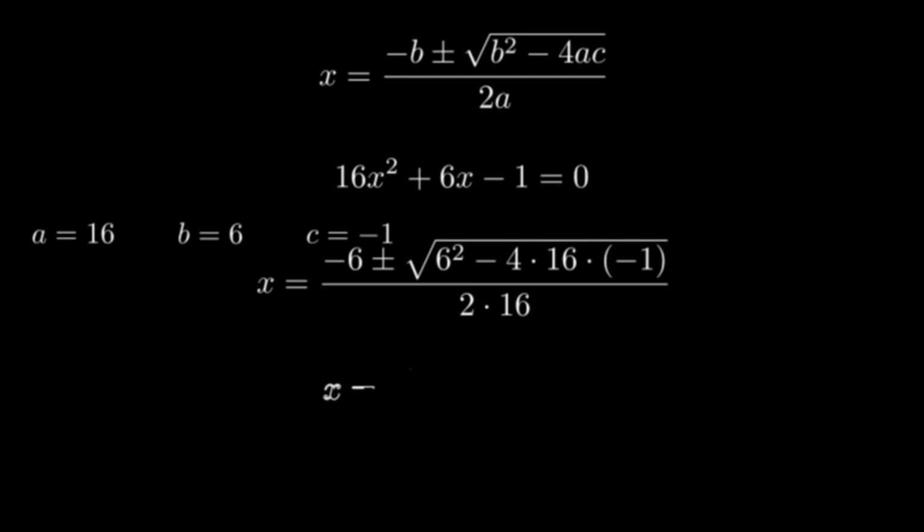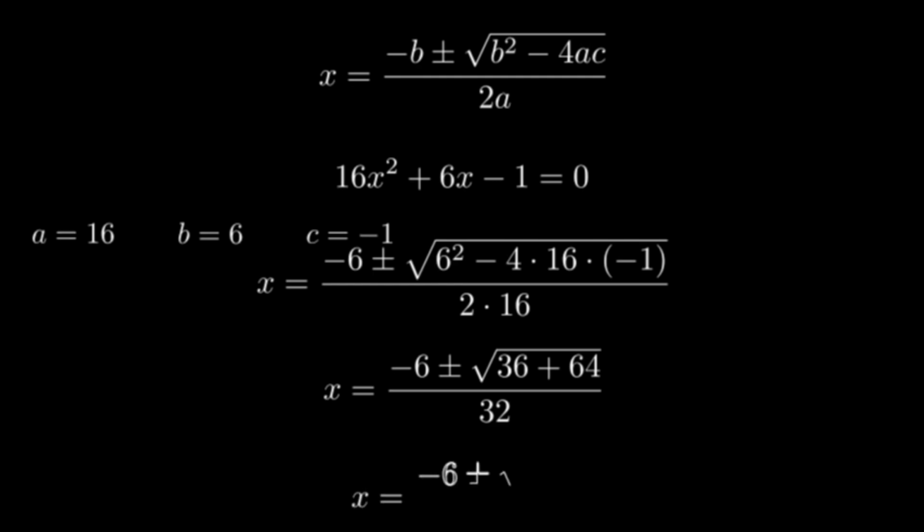Let's simplify what's inside the square root. First, 6 squared equals 36. Then 4 times 16 is 64, and 64 times negative 1 is negative 64. But because we have a minus sign before the 4ac term, negative 64 becomes positive 64. Adding 36 and 64, we get 100 inside the square root. The expression under the square root is called the discriminant, and since it's positive, we'll have two real solutions.